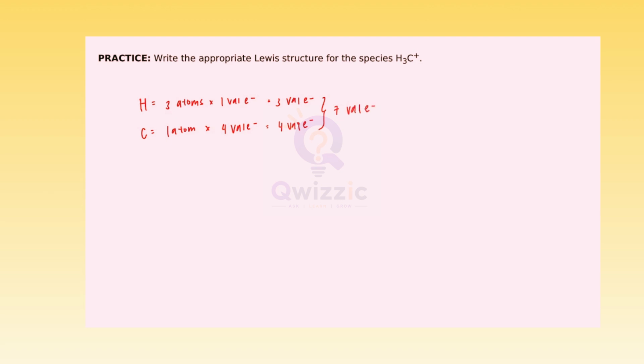Of course, we need to remember that we have to subtract one valence electron since we have a cation here. So 7 minus 1 is equal to 6. So in our ion, we have a total of 6 valence electrons.